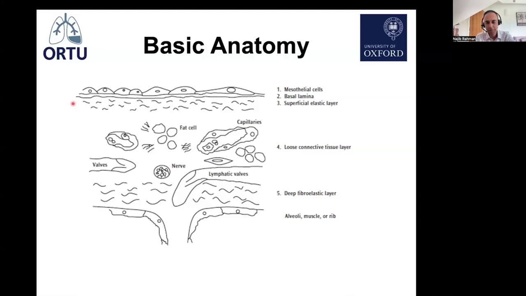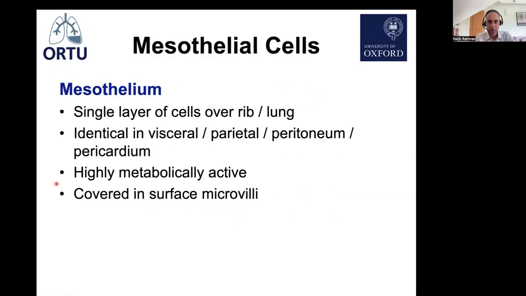So this is a cartoon of the basic anatomy. This is the fluid facing side, and down here is the alveolar facing side or the rib facing side, but it's the same on both sides, whether it's from the parietal or the visceral side. At the top, we have a single layer of mesothelial cells. They're attached with a basal lamina to a superficial elastic layer and then into the fat. And within the fat, we then have capillaries, valves, nerves, lymphatic vessels, and then the underlying structure to which it is welded with a deep fibroelastic layer and then tight junctions as well.